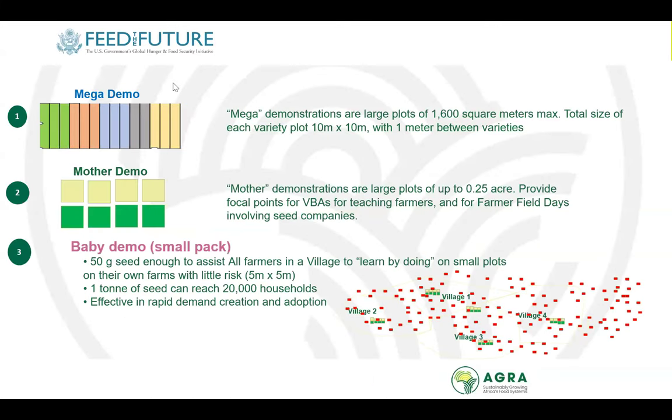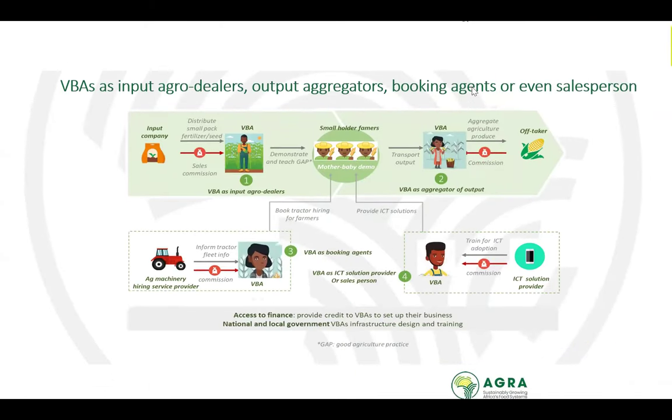I don't want to spend time here because I thought this was very clear to everyone from what I mentioned before. For the mega demo, we are planning 1,600 square meters, but for the mother demo, it is 0.5 acre. For the baby demo, normally it is small packs of 50 grams that we see a number of companies provide. When a particular seed variety has been released, they want to test the market, so we normally have these small packs supported to farmers so that they can plant them in alignment with their farm and use them to manage crops.